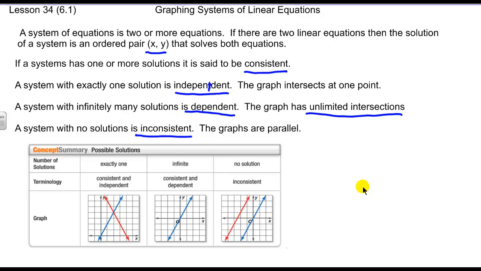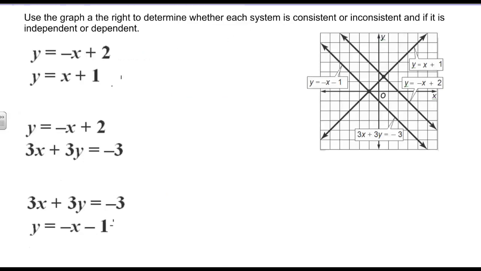So if we take a look at all these possible linear pictures, we've got exactly one solution, so that's consistent and independent, and it's intersecting at one point. If we have infinitely many solutions, then typically one graph is graphed directly over another. So there are infinitely many solutions. We call that consistent and dependent. Lastly, no solution means no intersections, and parallel lines will exist. So let's take a look here.